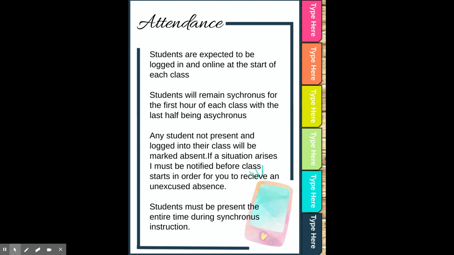Attendance. Students are expected to be logged in and online at the start of each class. Students will remain synchronous for the first hour of each class. Sometimes that may vary a little bit, with the last half being asynchronous, which we've already talked about. Any student not present and logged into their class will be marked absent. If a situation arises, I must be notified before class starts in order for you to receive an excused absence. Again, we talked about that. You can either notify me or contact the school, but you must do it before class starts so that I know what's going on and the school knows what's going on. Students must be present the entire time during synchronous instruction.